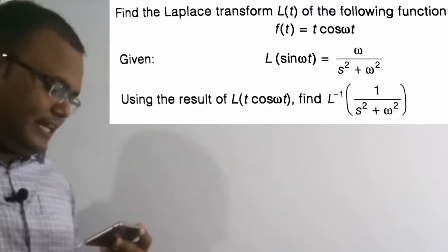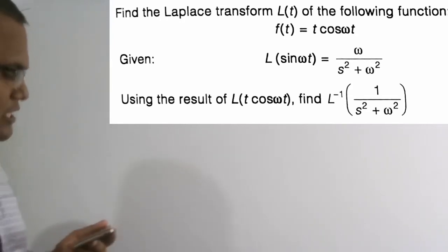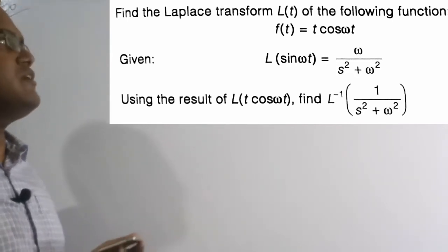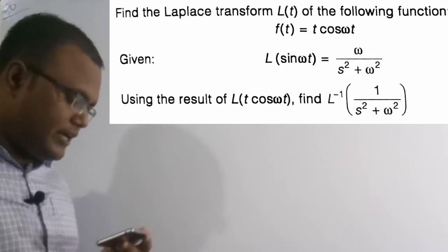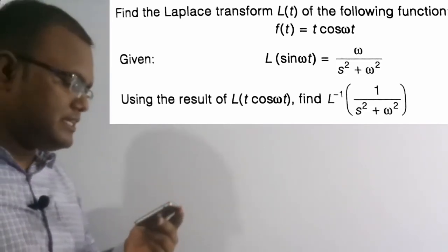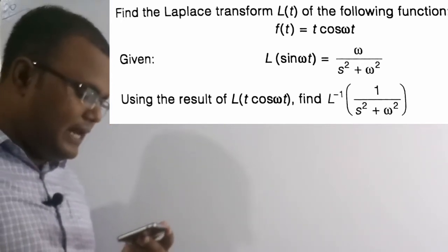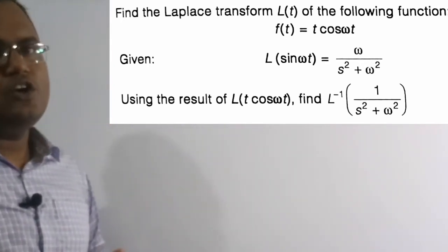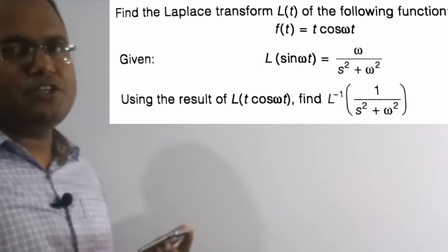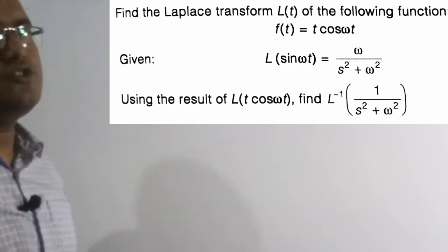See the question here. Find the Laplace transform of the following function: f of t is equal to t into cos omega t. For this f of t, we need to find the Laplace transform, that is, f of s. And given that the Laplace transform of sin omega t is omega by s square plus omega square, using the result of the previous one, we also have to find the Laplace inverse of 1 by s square plus omega square. This question was given in the IAS 2003 for 10 marks. So let's solve this question.